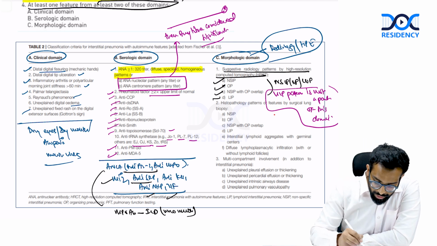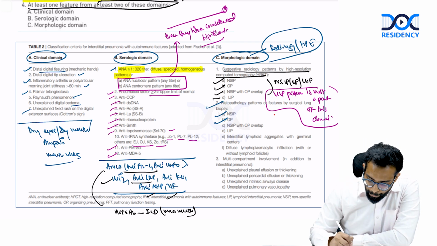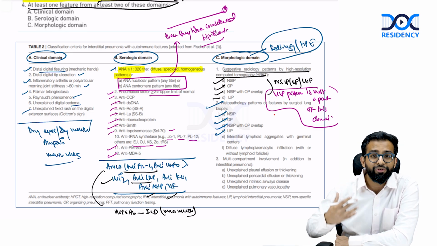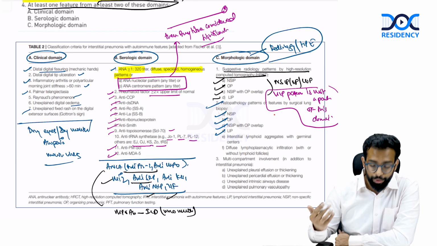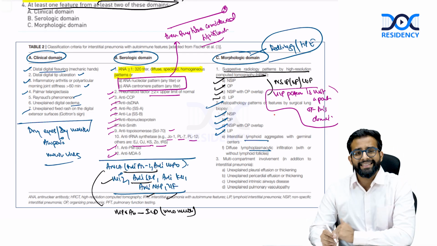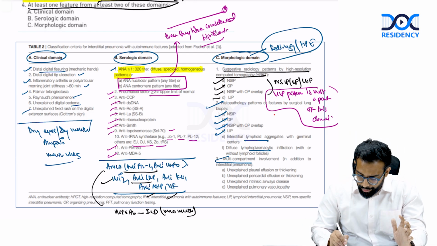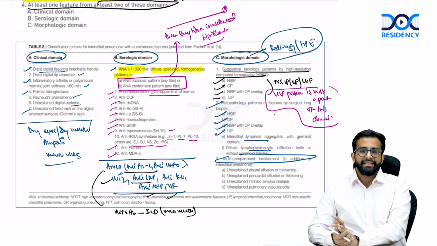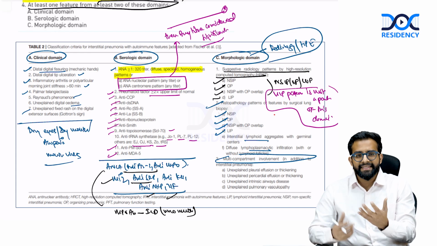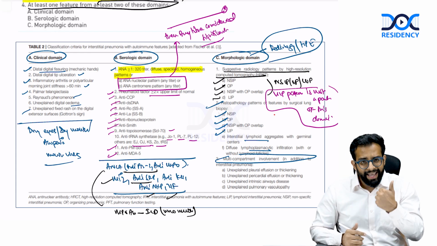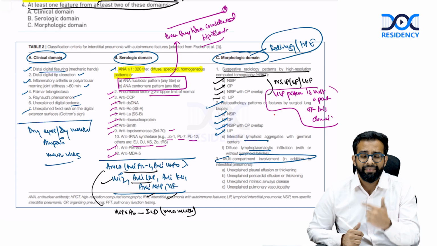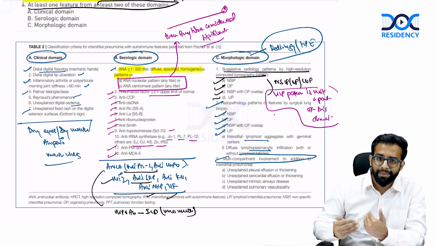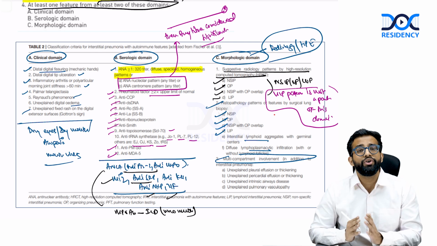Similarly, on histopathology, you can have NSIP, OP, LIP, or you can have the presence of lymphoid aggregates, which suggest a lot of lymphocytic inflammation, suggestive of autoimmunity. And last is the presence of multi-compartment involvement. Whenever there is a CTD or CTD-like symptoms, autoimmunity usually affects multiple parts of the lung. It can affect the airways, the parenchyma, the pleura, the pericardium, as well as the vasculature. So whenever more than one compartment is involved, you start thinking towards autoimmunity.